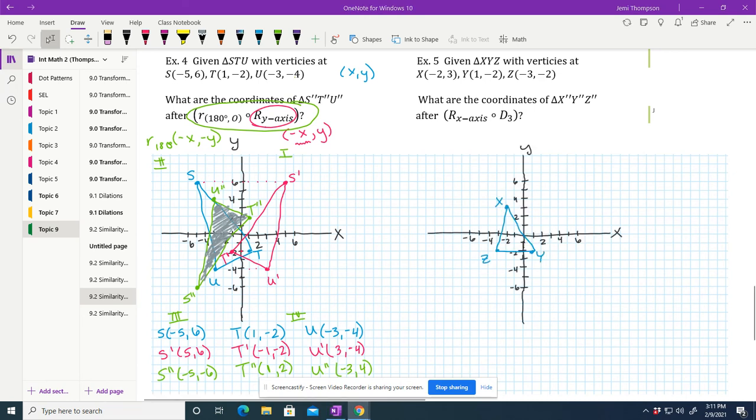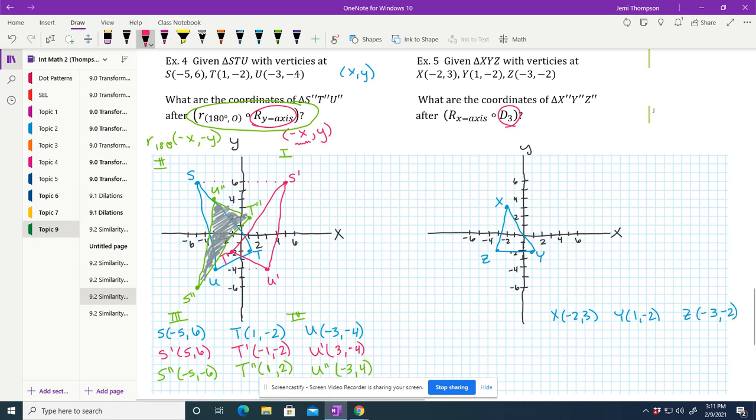Okay, so here is just the graph with the points X, Y, and Z plotted. At the very least, I would imagine you've got this after you paused that video. So the first transformation I'm going to do is a dilation of 3. I'm going to go ahead and copy down all my points here. X is negative 2, 3. Y is 1, negative 2. And Z is negative 3, negative 2.